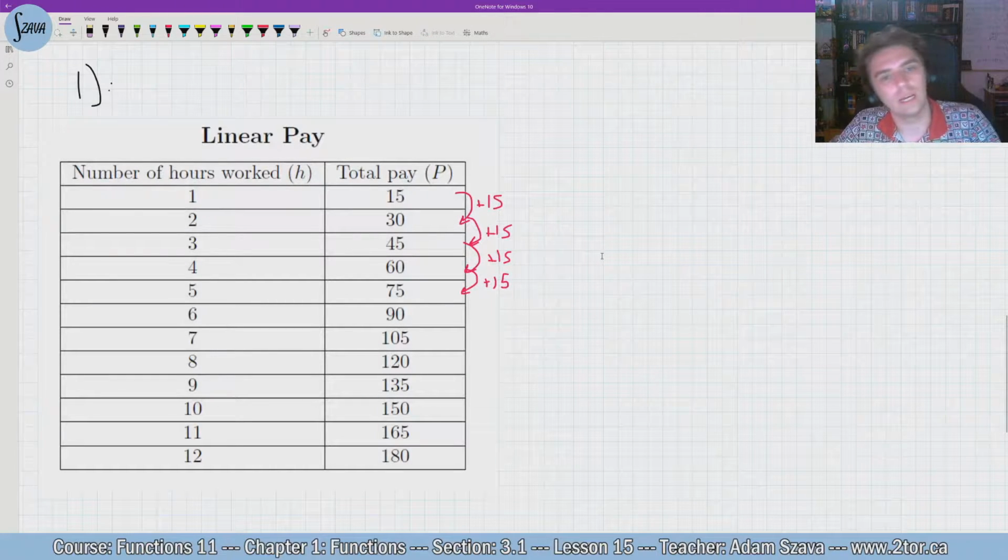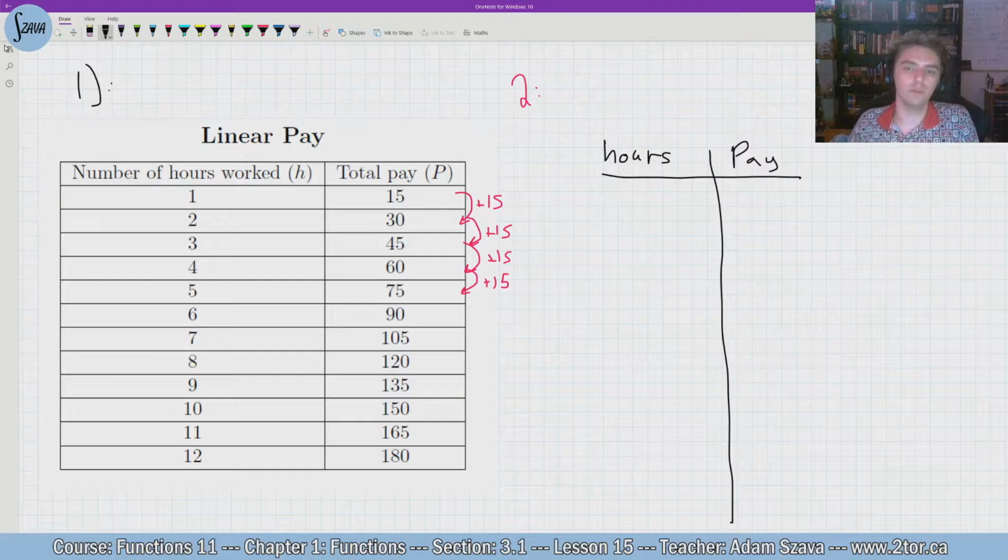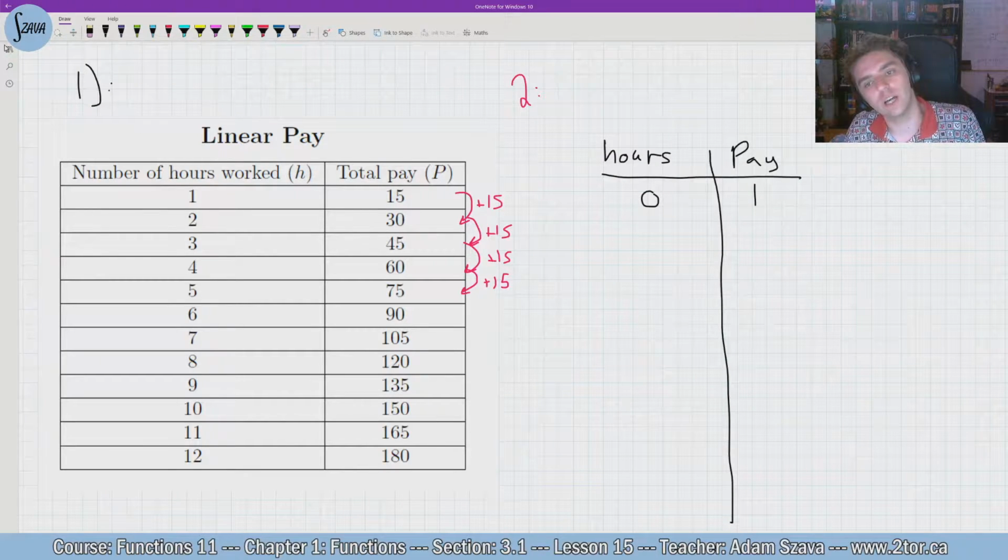Now, what I want to compare is the second option, the more interesting option, I'd say. It has the same table of values: we're going to compare the number of hours worked to the pay, and it's going to give some interesting results. If you work 0 hours, you already get paid $1. If you just walk in, they pay you $1. But then if you work an hour, they're going to double it, so you're going to make $2. If you work 2 hours, they double that, so you're going to make $4.